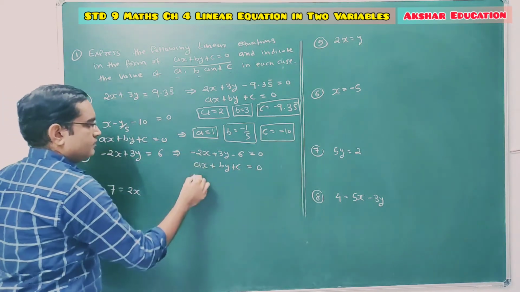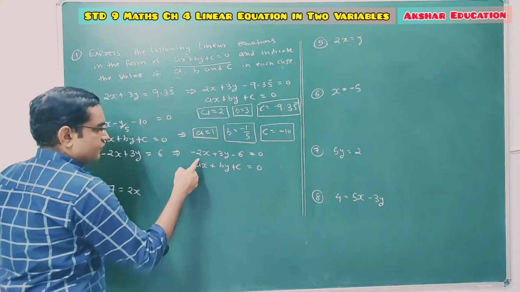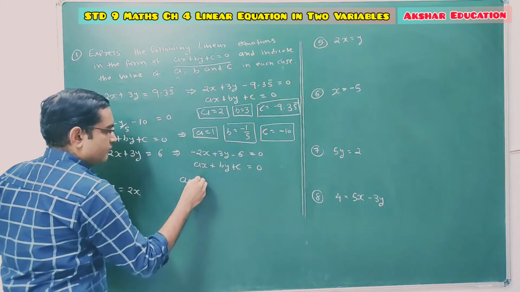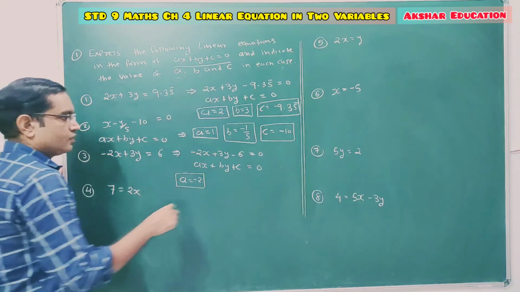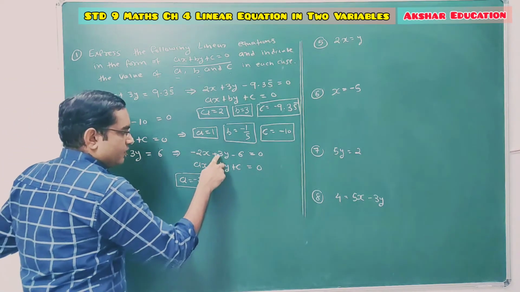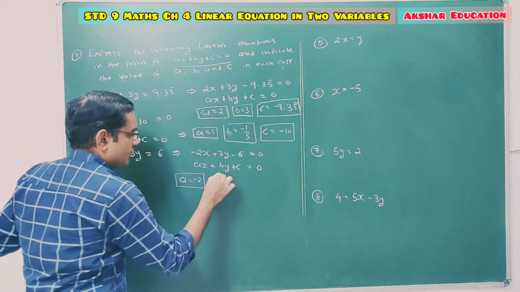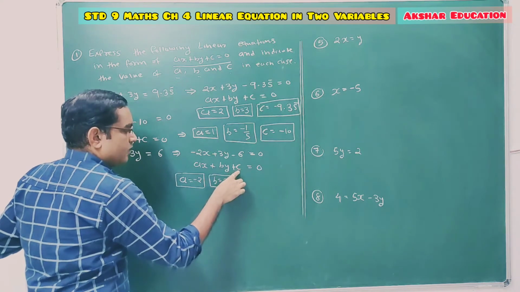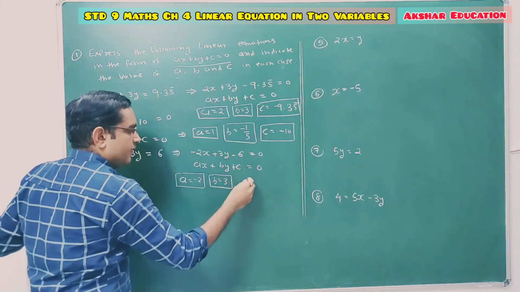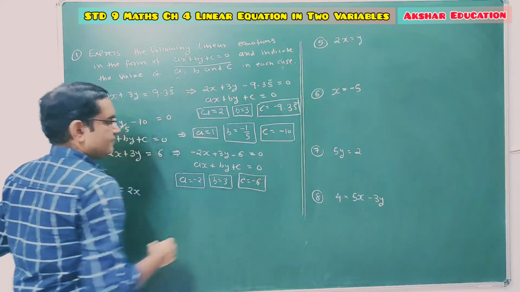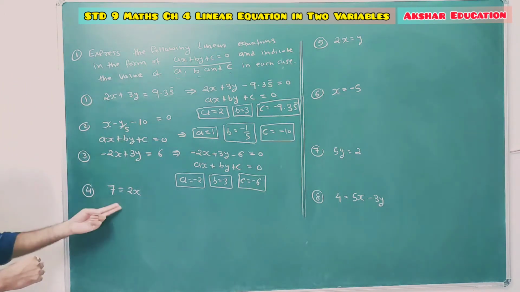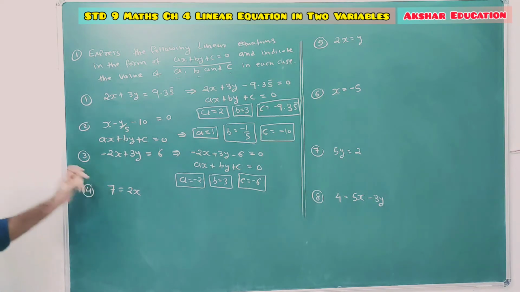By this comparison we get the value of a, the coefficient of x, which is minus 2. You have to consider the value along with the sign. The coefficient of y is b, so here b equal to 3. And the constant term is c, and along with the sign, a minus sign is there, so c equal to minus 6. Done.